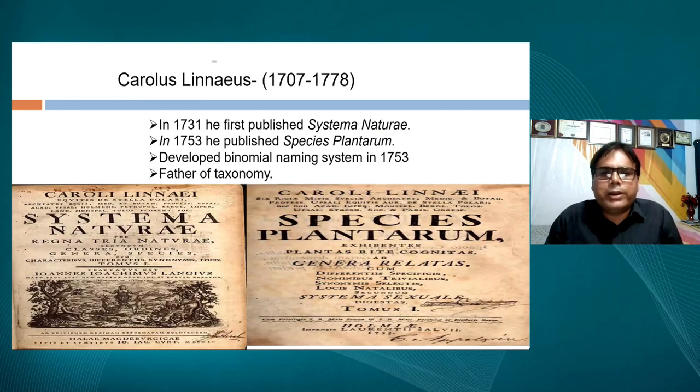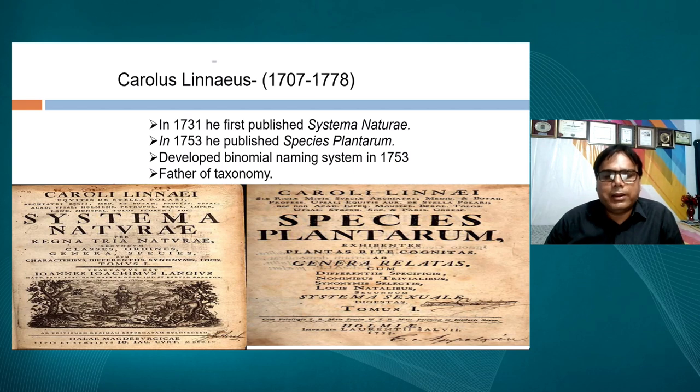So before going to the further discussion, I would like to give some brief contribution of the great scientist known as Carolus Linnaeus. Carolus Linnaeus was the great scientist. In 1731, he first published his book that is known as Systema Naturae. In 1753, he published Species Plantarum. He developed the binomial nomenclature system in 1753. That is why he is known as father of taxonomy.